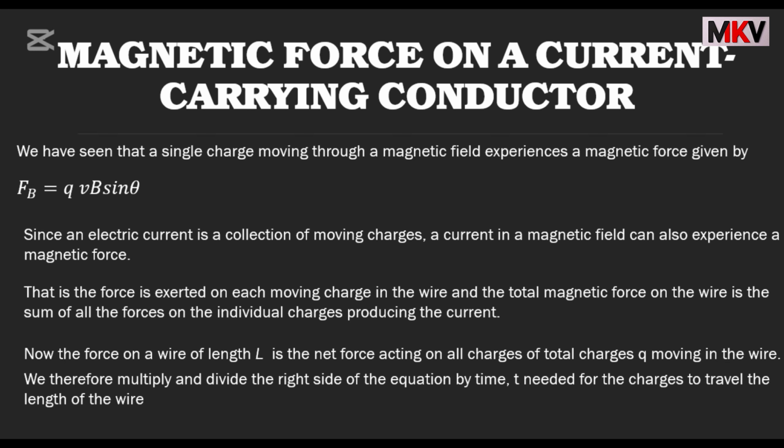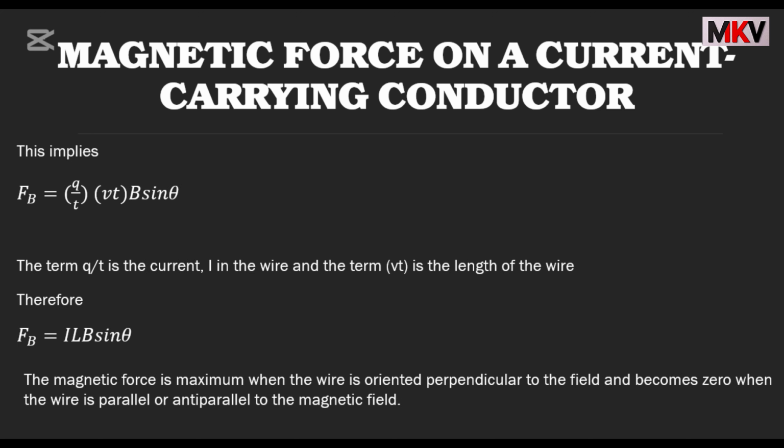So multiplying and dividing the right side of the equation by the time needed for the charges to travel the length of the wire. So in this equation, we take the right side of the equation, then we multiply part of it and divide part of it by t. We therefore divide Q by t, then multiply V by t, then keep the rest as they are.